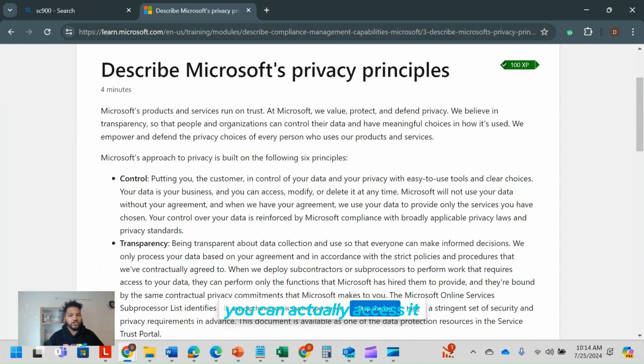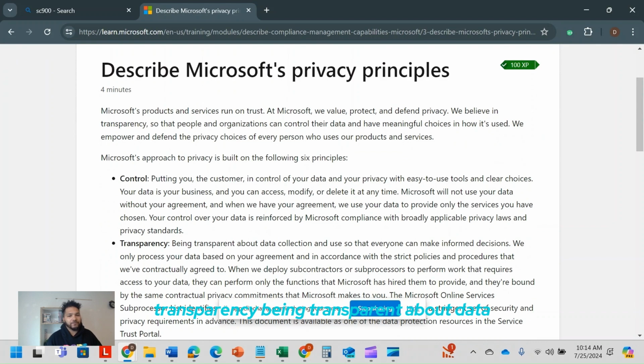Only you should be able to access it, modify it, and delete it at any time. Microsoft will not use your data without your agreement. And when we have your agreement, we will only use your data to provide only the services you have chosen. Your control over your data is reinforced by Microsoft compliance with broadly applicable privacy laws and privacy standards.